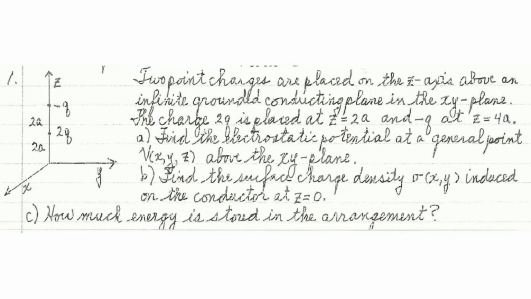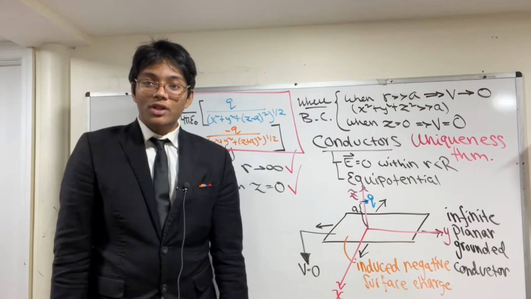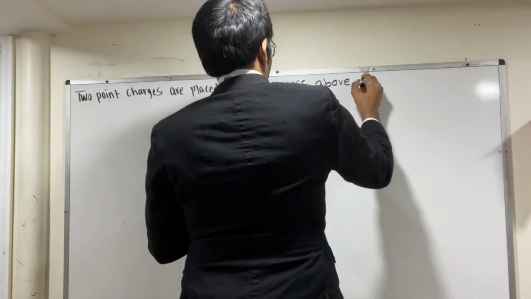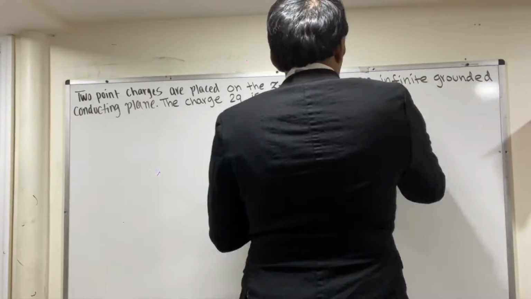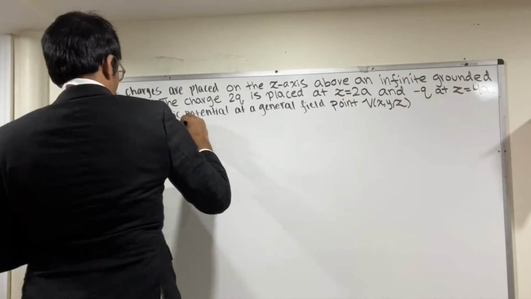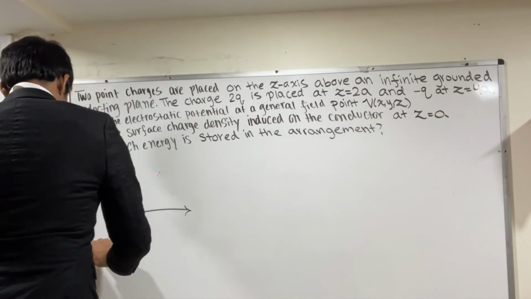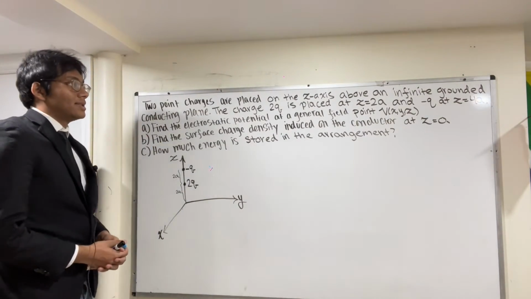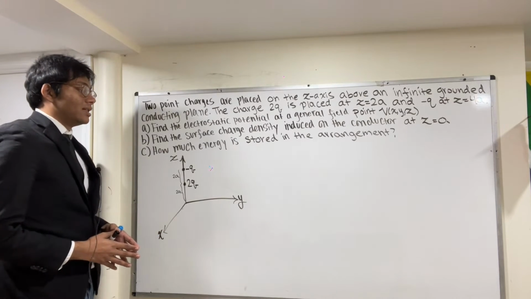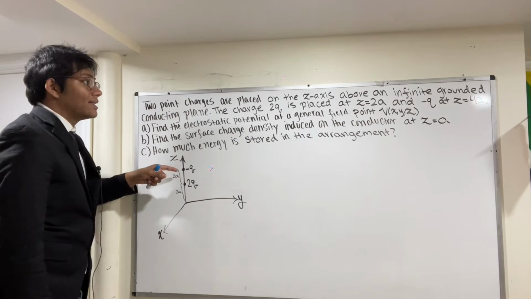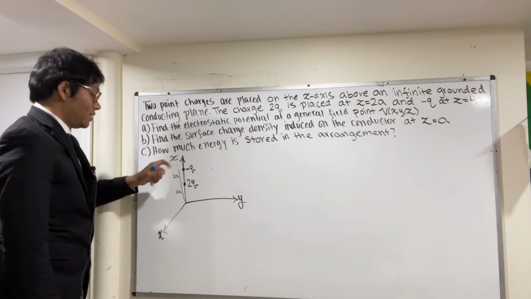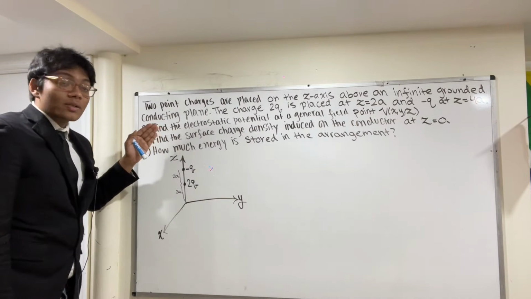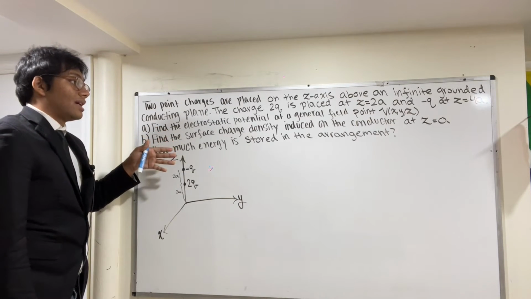Here is another view of problem 1. Let's check out problem 1. Here's the first problem. 2 point charges are placed on the z-axis above an infinite grounded conducting plane. The charge 2q is placed at z equals 2a and minus q at z equals 4a. So 2a, 4a. First part asks us to find the electric potential at a general field point x, y, z.